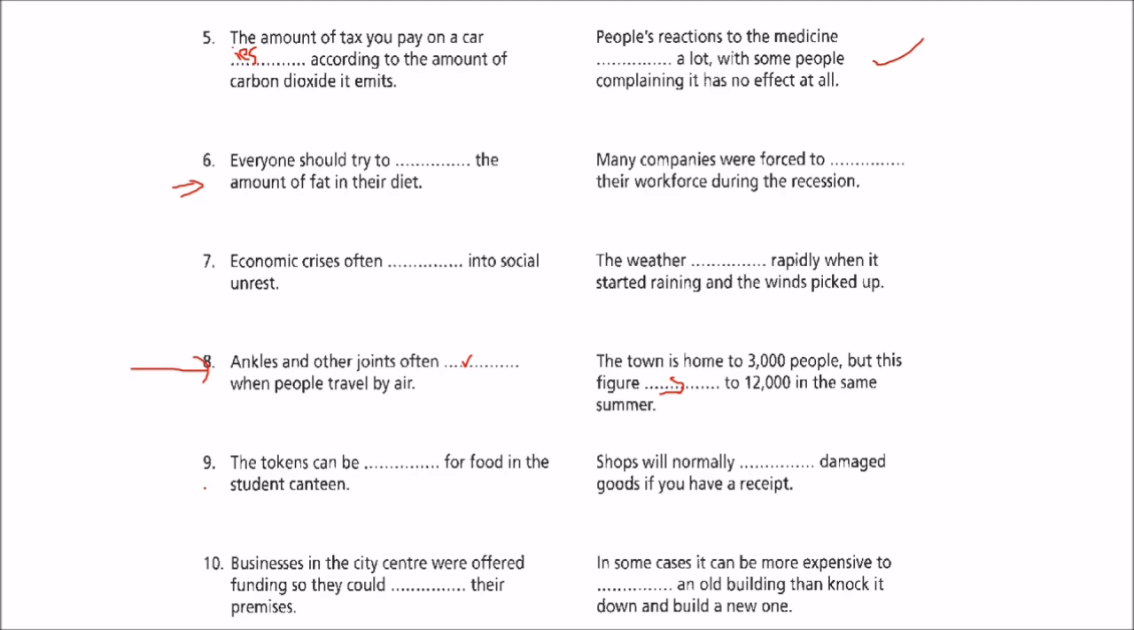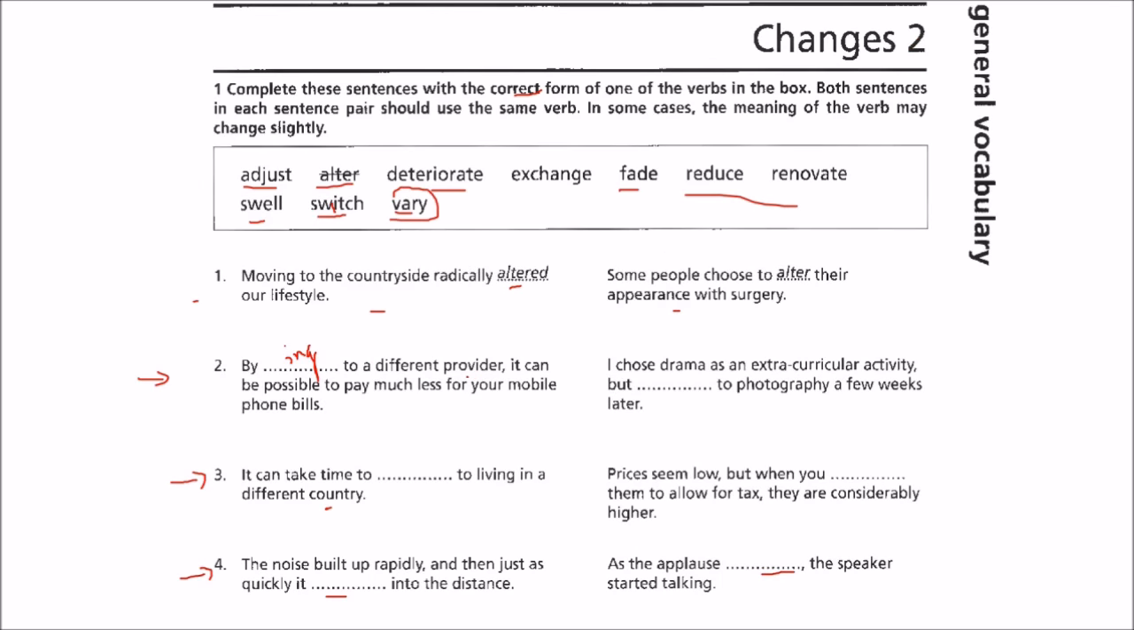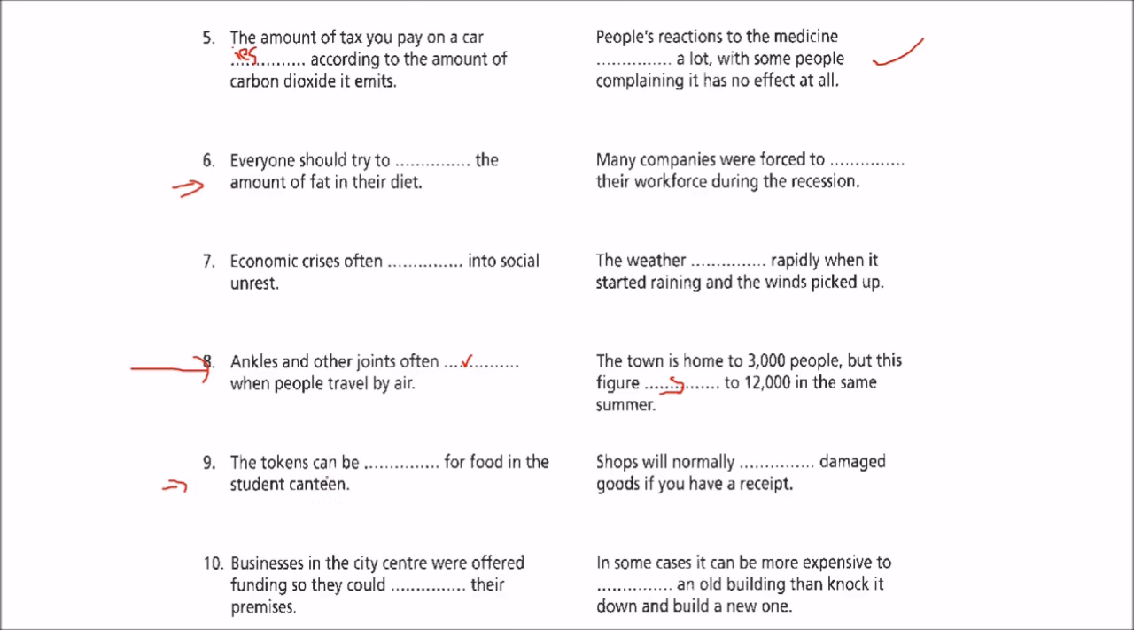Then: the tokens can be dash for food in the student canteen. What we are going to use here, because tokens are for exchanging, is exchange. The tokens can be exchanged. We'll use ed after exchange.